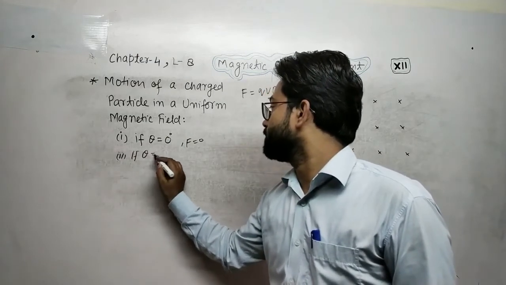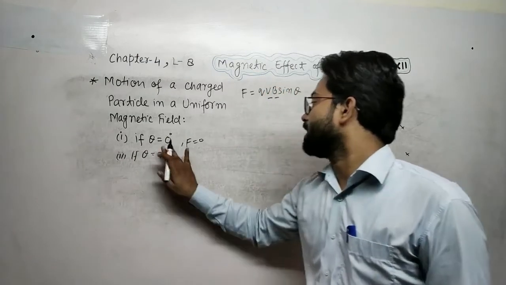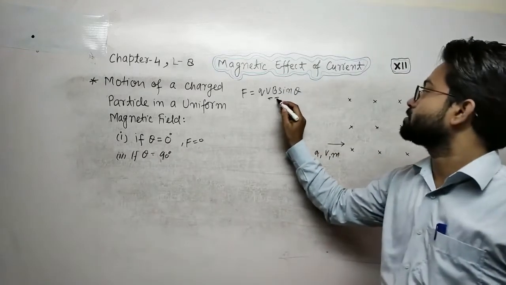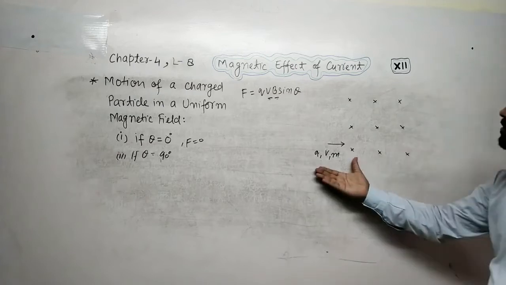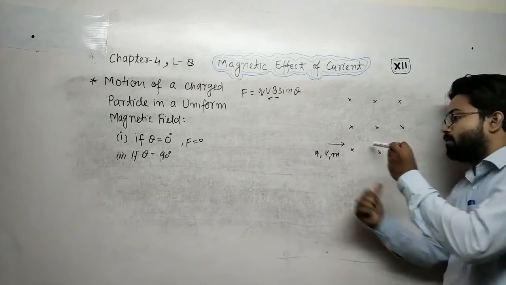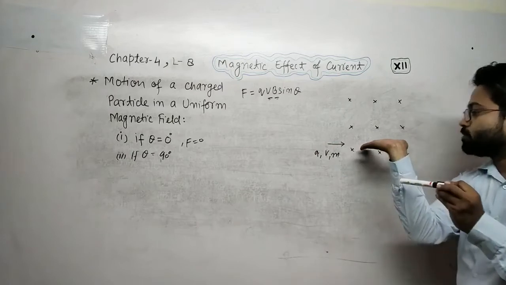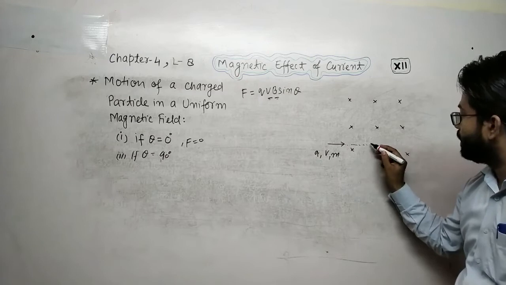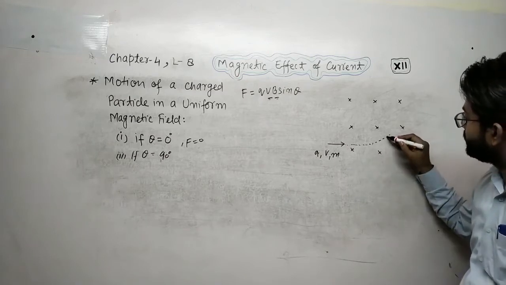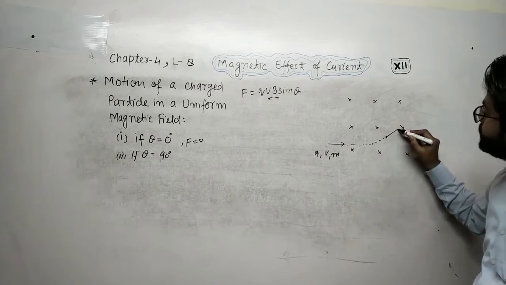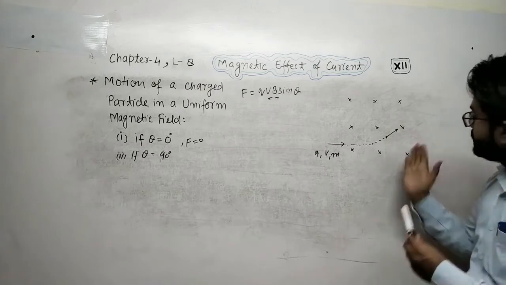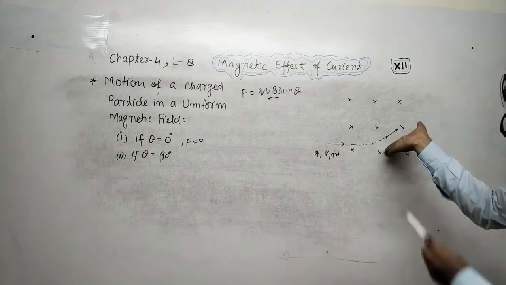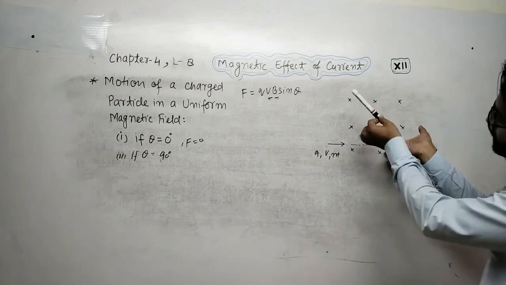Next point, if theta is equal to 90 degree, means the angle between the magnetic field and velocity is 90 degree. This is the case. Magnetic field is inside and velocity is in this direction. The force will be upside. The charge will move upside like that. If the charge is here, the velocity is in this direction and the magnetic field in this direction, the force will be in this direction.